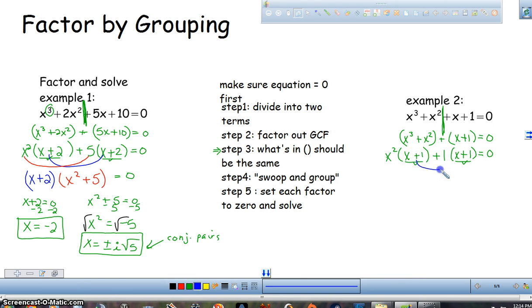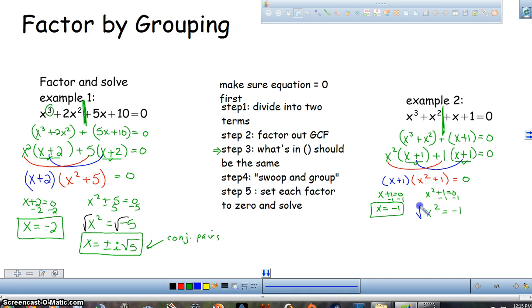So we're going to swoop the 2 items that were in parentheses that were the same. And then we're going to swoop and group the things on the outside together. Take each factor and set it to 0. And then solve. x equals negative 1, and then subtract 1 from both sides here. And then I'm going to have x squared equals negative 1.